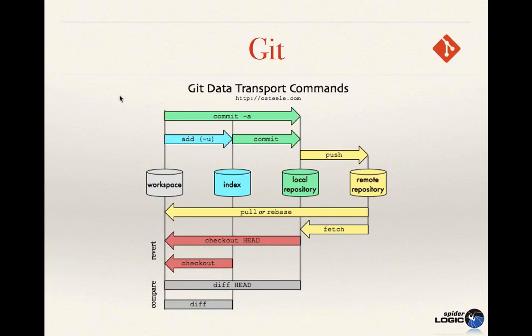So when we do git fetch, it will take all the changes and put them into the local repository. If you look at the top, git add will move all the changes from workspace to index. If we do git commit, it will take all those changes from index to local repository. If we do git commit with the flag a, it will add to the index as well as commit to the local repository. And then when we push, it will take all the changes from the local repository and put them to the remote repository.